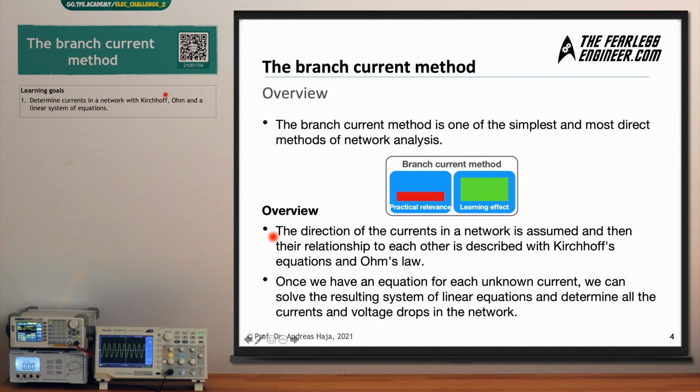And the overview of the method: the direction of the currents in a network is assumed first, and then the relationship between these currents is described using Kirchhoff's equations and also Ohm's law. This is the toolkit which we need to perform this method. Once we have an equation system for each unknown current, we can solve the resulting system of linear equations and then determine all the currents and voltage drops in a network. So the toolkit is Kirchhoff's laws, Ohm's law, and then solving linear equation systems. And this is basically the content of the branch current method.